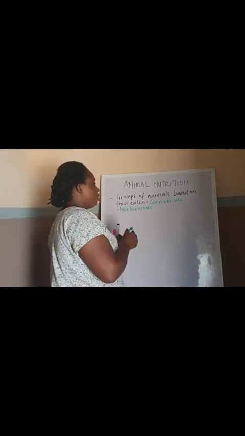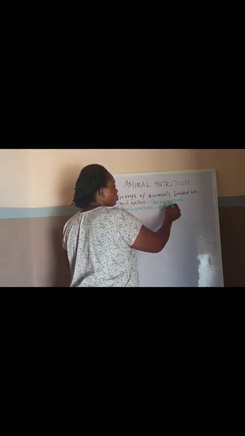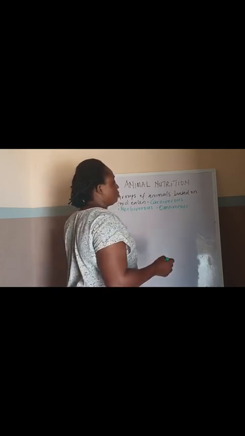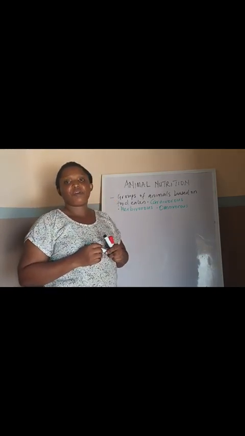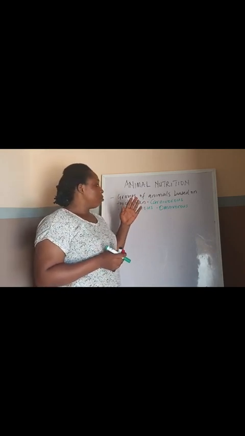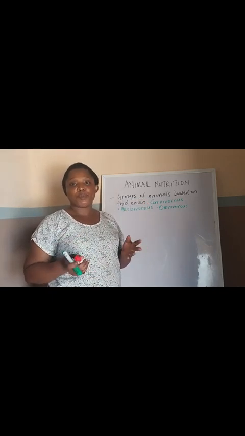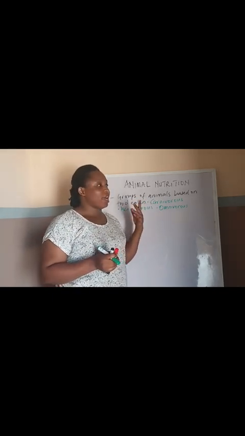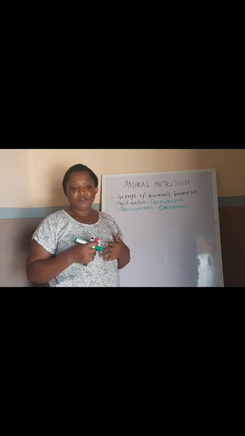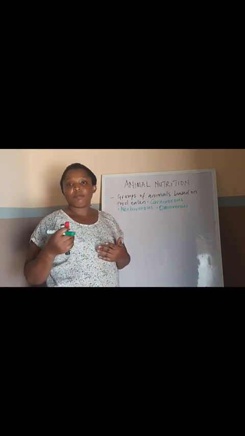We also have another one, which we call omnivorous. These omnivorous animals eat both flesh and plants. Examples of omnivorous animals are man and pig. They feed on both plants and flesh.